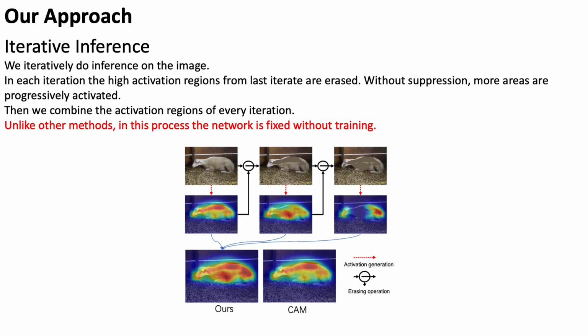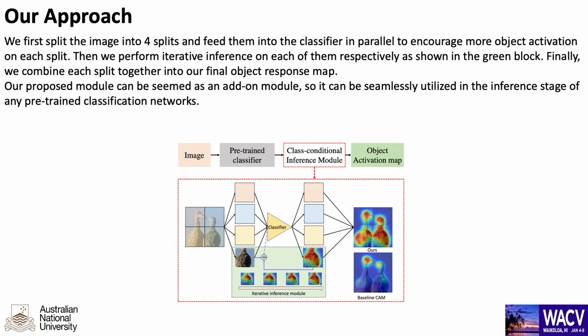Then, in the iterative inference, we iteratively do inference on the image. In each iteration, the high activation regions from the last iteration are erased. Without that suppression, more areas are progressively activated. Then we combine the activation regions of every iteration. Unlike other methods, in this process, our network is fixed without training. Finally, we combine the above two methods together, and our proposed module can be seen as an add-on module, so it can be seamlessly utilized in the inference stage of any pre-trained classification network.